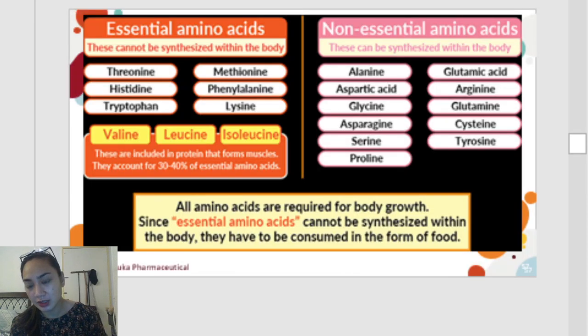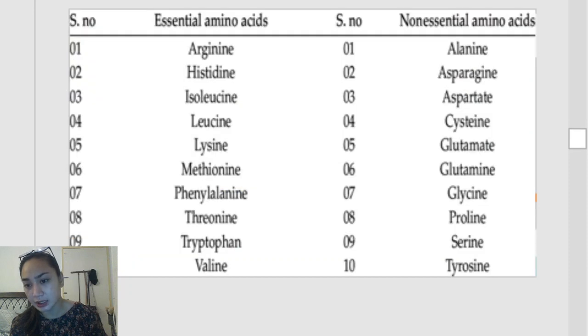Okay, if I know, what I really know is that there are 9 essential. However, there are readings that say there are 10 essential and 10 non-essential. So, here they are. If you are familiar with arginine, histidine, isoleucine, etc., those are the essential amino acids. We also have non-essential amino acids, the ones in this column.